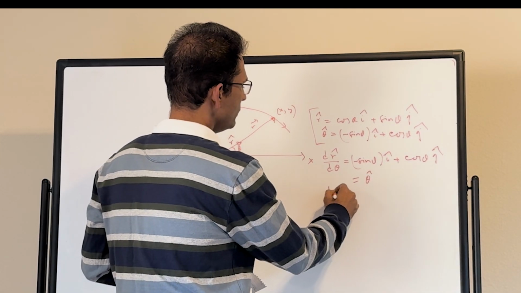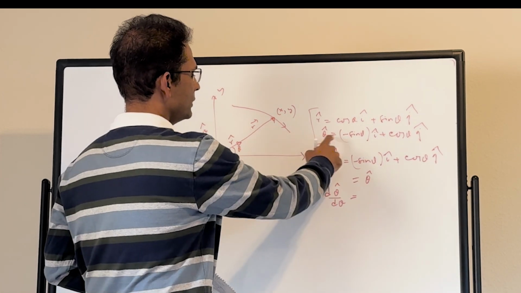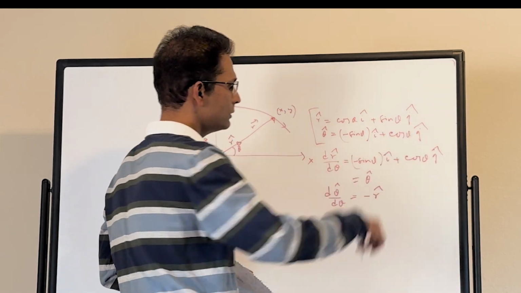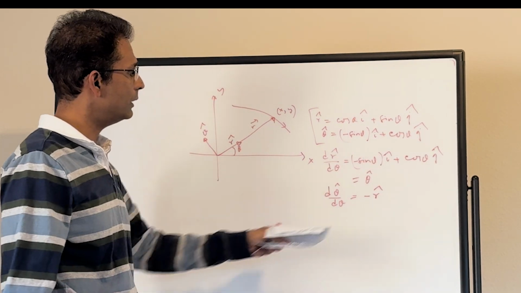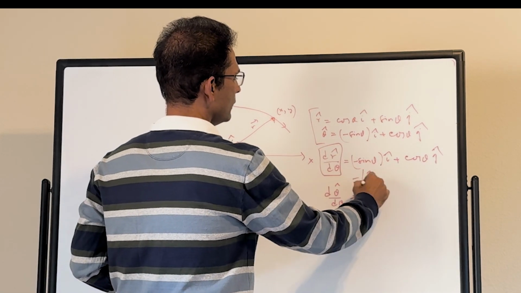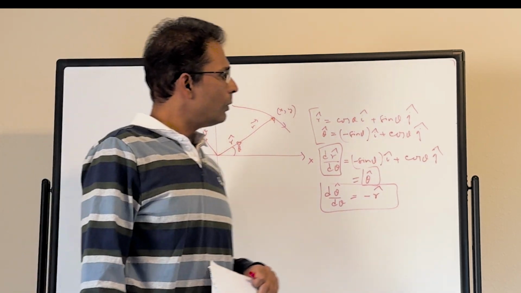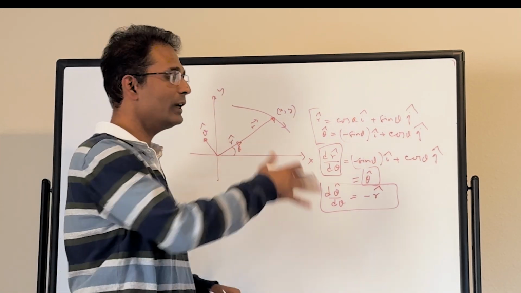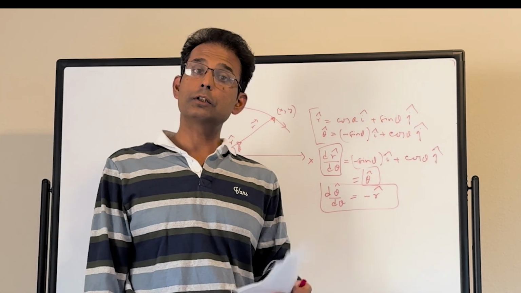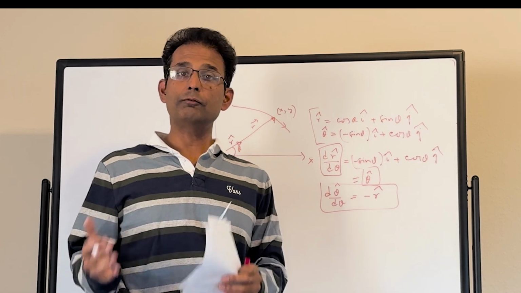And in a similar way, you can do d theta hat d theta. You're taking the derivative of this with respect to theta, and what you'll get is minus r hat. You can just do the derivative, and you'll get this. So we will need these two identities, this and this one. Now, why do we need these things? Because I'm going to solve Newton's second law of motion for the gravitational force.